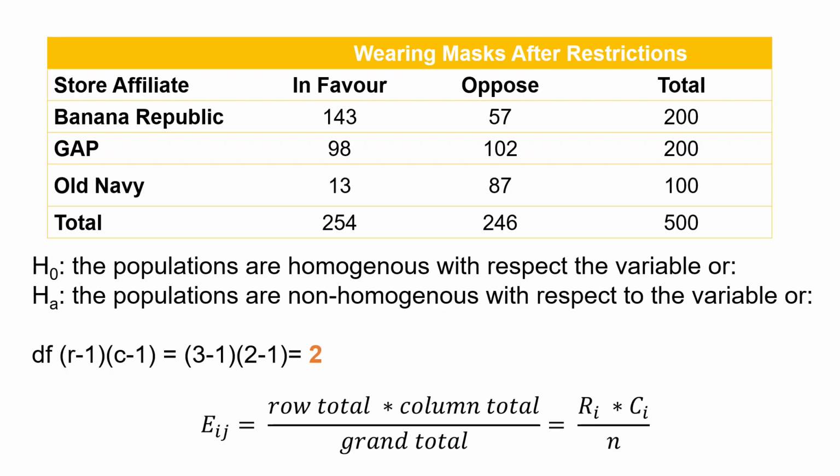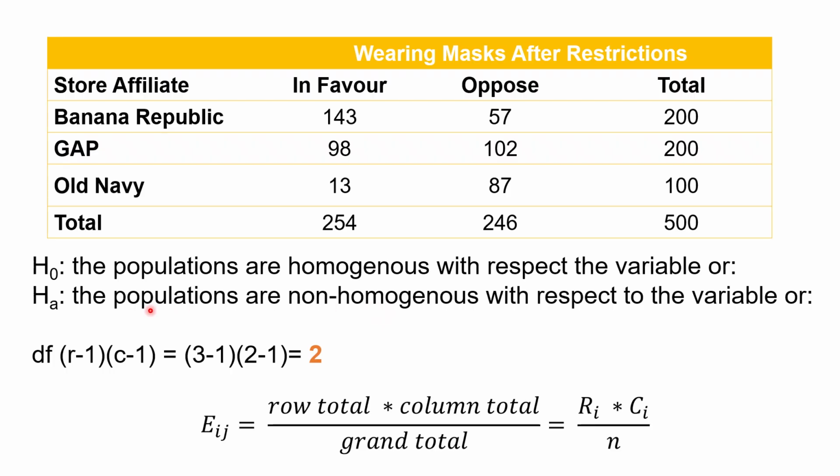Okay, so let's do an example of this. In this example, we had 500 employees at different stores, Banana Republic, Gap, and Old Navy, because they're all affiliated together. And they were asked their opinion on wearing masks after COVID-19 restrictions. You can see in the contingency table we've got Banana Republic, Gap, Old Navy. These are our rows, and of course, r minus 1, 3 minus 1, is 2. And they were either in favor or opposed to it. These are our columns, and we only have 2 of them, so that will be 2 minus 1 is 1.